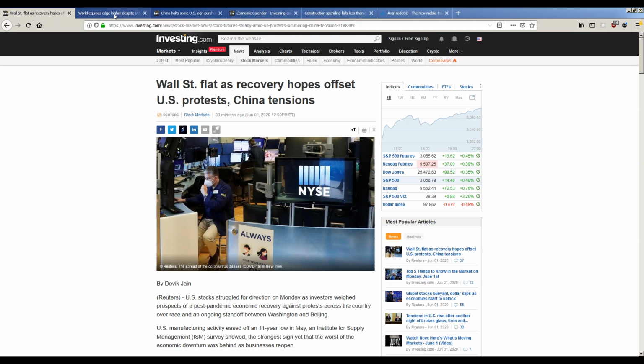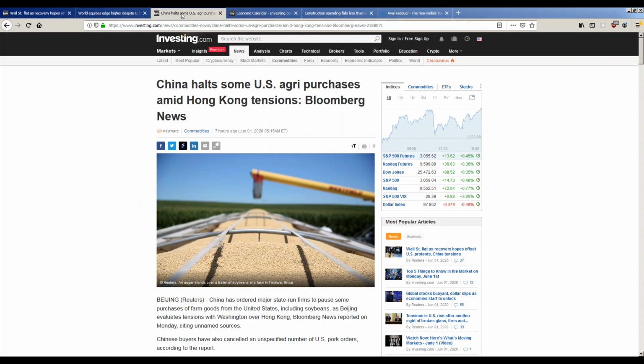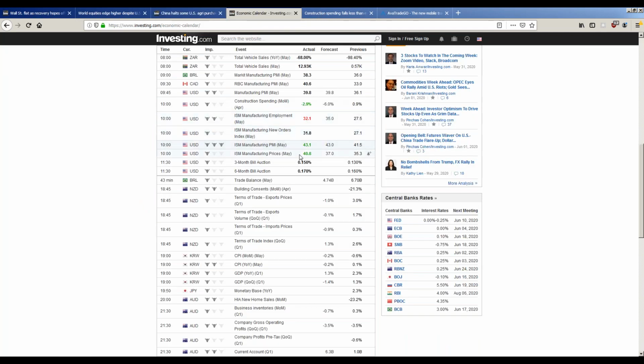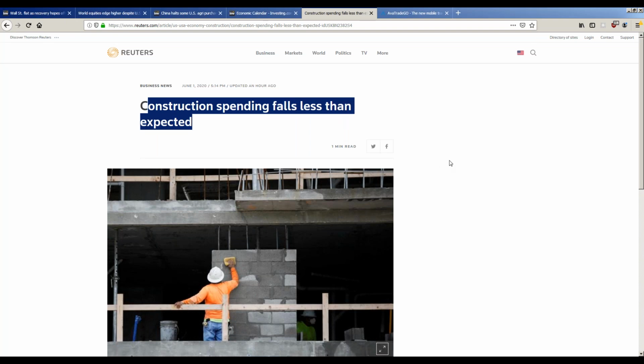We've got some mixed news, but we've got equities edging higher. We've got some tension between China. We've got better than expected PMI and factory numbers coming out. Construction spending in the US falls less than expected. So although construction spending fell, it fell less than expected. So again, a little bit better news than expected. Okay, these are the things that they're talking about.